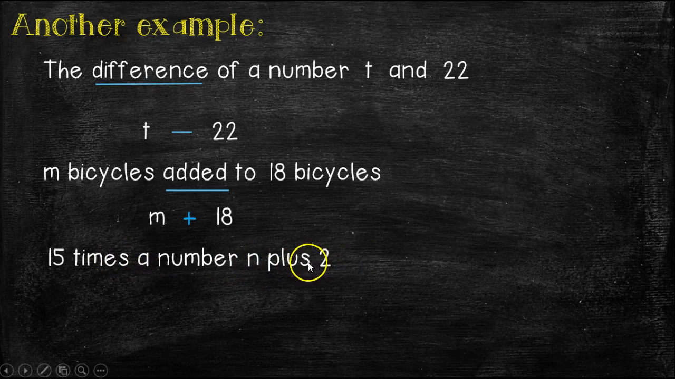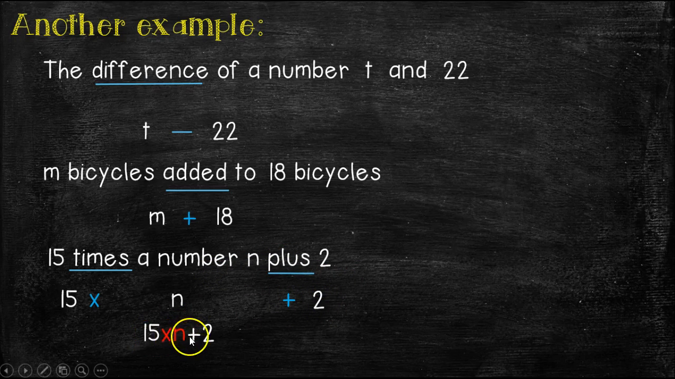Let's try this one. 15 times a number n plus 2. Well, we know this word means times, which is multiply, and we have 15 times a number n plus 2. So we also are going to be adding in this expression. So let's go ahead and put our plus sign in and our multiplication sign. We know it's 15 times a number, that's our unknown, a number n, plus 2.